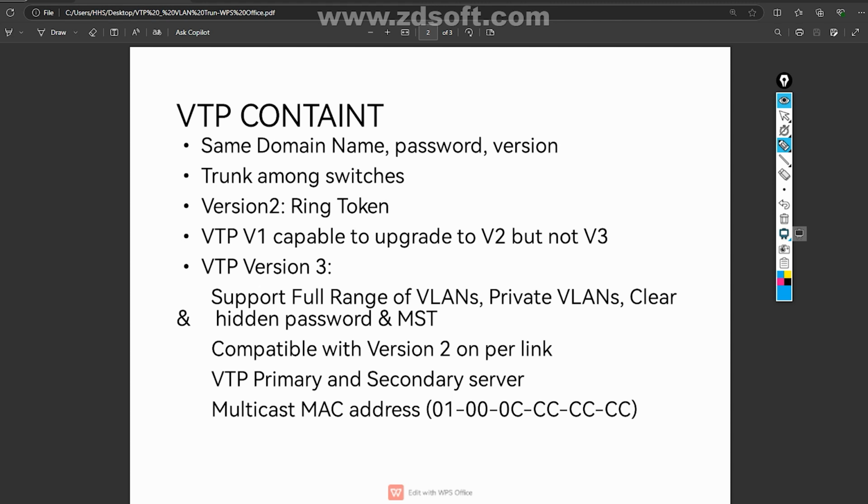What are the capabilities of version 3? Version 3, as I told you before, supports the full range of VLANs, and also supports private VLANs, and it has a hidden password, and it also supports multiple spanning tree. VTP has two modes, VTP primary and secondary, that solve the problem of the revision number, and this is the multicast MAC address that it uses to send its update.